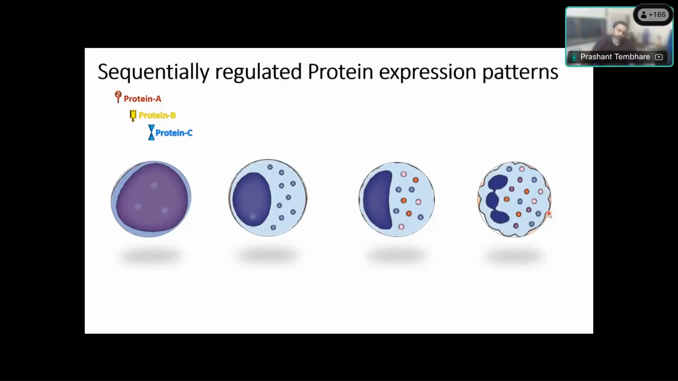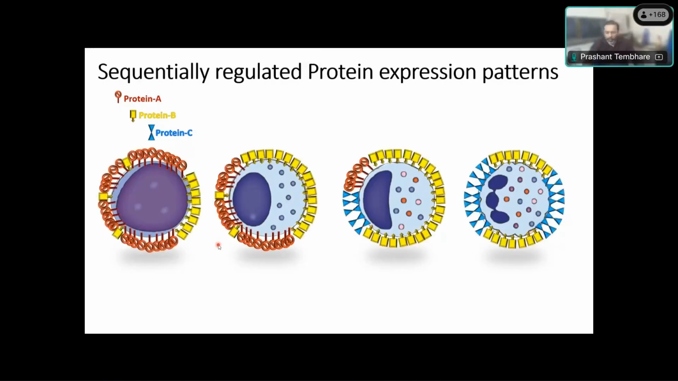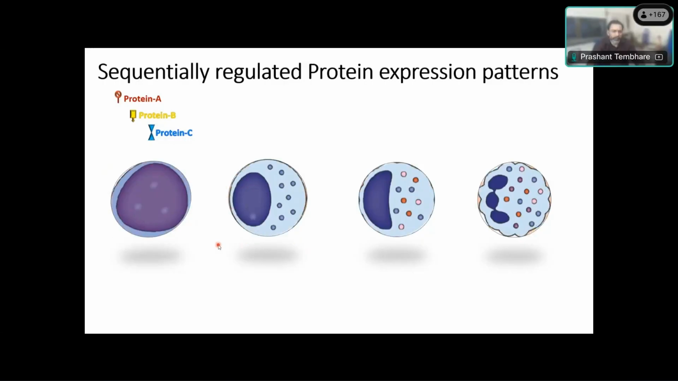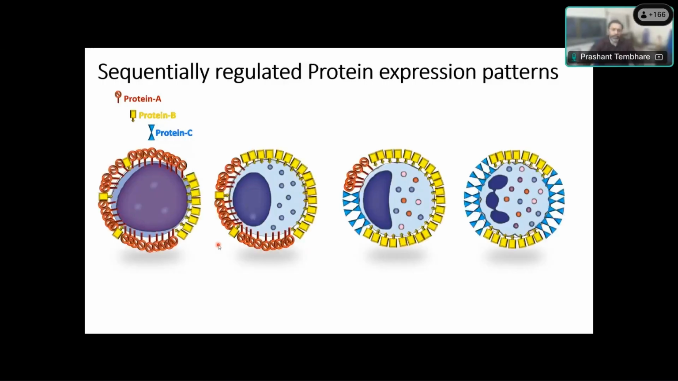Now I'm going to show you an example. This is a cartoon of the most immature, blast stage. Then the later stages: the promyelocyte or myelocyte stage, metamyelocytes, and the neutrophil stage. We are going to take an example of three proteins, let's say protein A, protein B, and protein C, and see how the protein expression changes when the cells mature. Now we have three types of protein here.